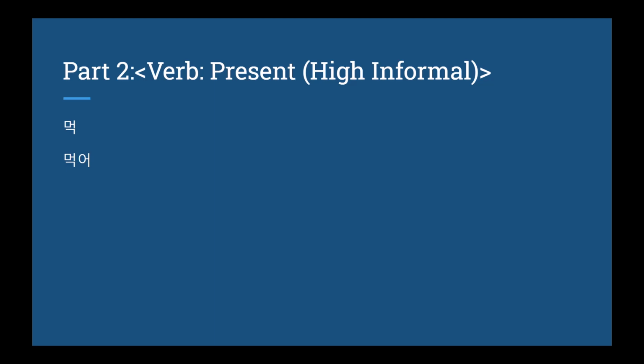Alright, now let's look at the high formal conjugation. What you do with this one is you take the verb stem and you add 습니다 or ㅂ니다, depending on if it ends in a vowel or a consonant. For example, 먹다, the stem is 먹, we add 습니다 for it to become 먹습니다. 들어보 becomes 들어봅니다, and 가다, the stem 가, becomes 갑니다.